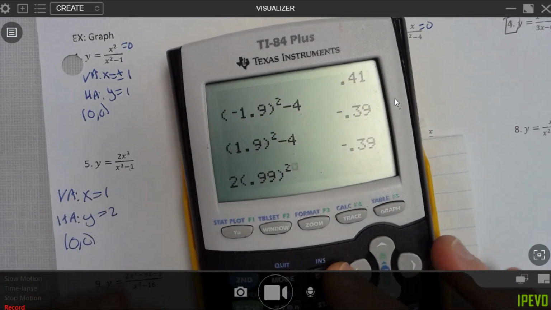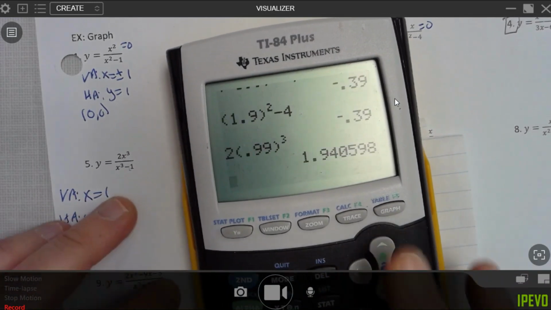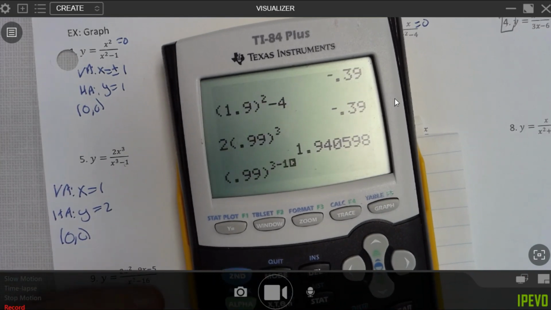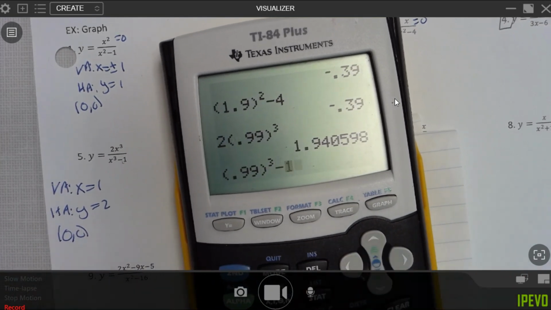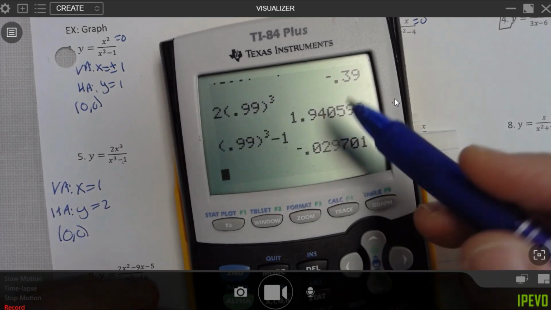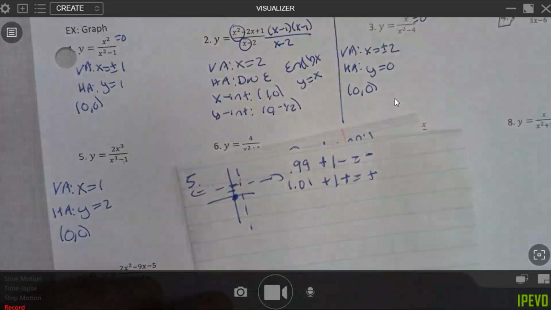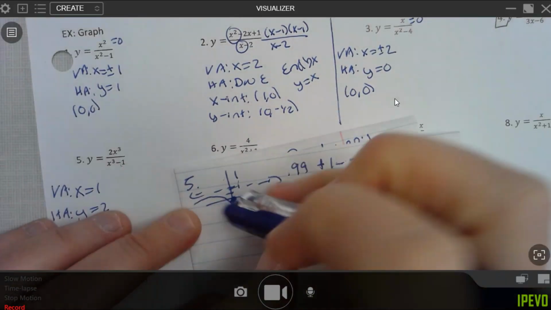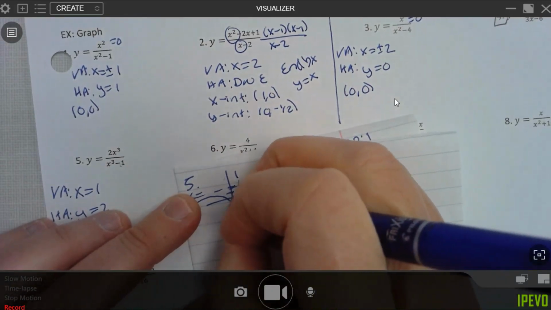2.99 to a power of 3. See, that's a positive number. And then 0.99 to a power of 3 minus 1. See, it's a negative. So a positive divided by a negative, that's why I got a negative number there. Oh, go through the 0, 0. Don't be a bad grapher like me.